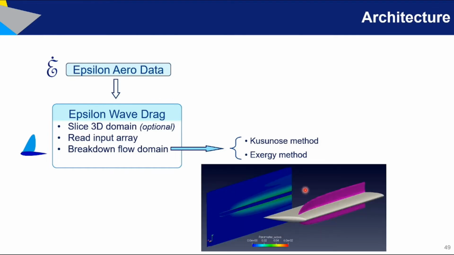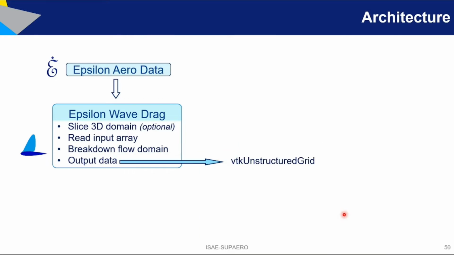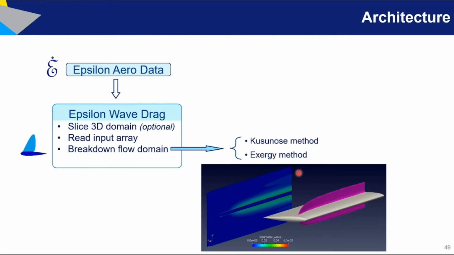This is an example of what they show you, where you have the slice of the 3D domain, and this time, by applying either the Kusunose method or XRG, you are able to extract just the wave part at the survey plane that corresponds to the shockwave that appears on the aircraft or the wing. And the last part is the output, which presents on the screen the VTK unstructured grid that results from this operation of the slice or the entire decomposition.